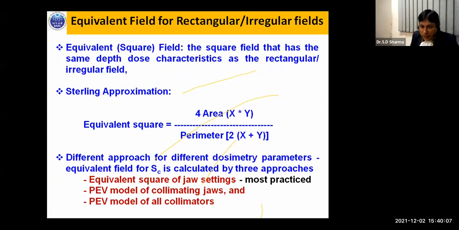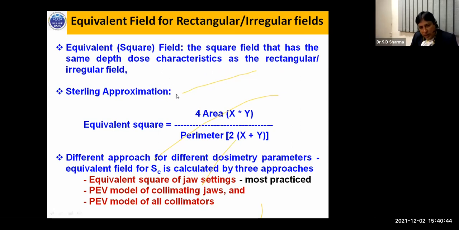Now the next question is, all the fields are not square fields. We may be dealing with rectangular fields, we may be dealing with irregular fields. So whether we have an approach or option for applying this approach of monitor unit calculation for such situations, the answer is yes. We can use the concept of equivalent field or equivalent square field. Probably you may be aware that the square field that has the same depth dose characteristics as the rectangular or irregular field is called the equivalent square of the given field size.